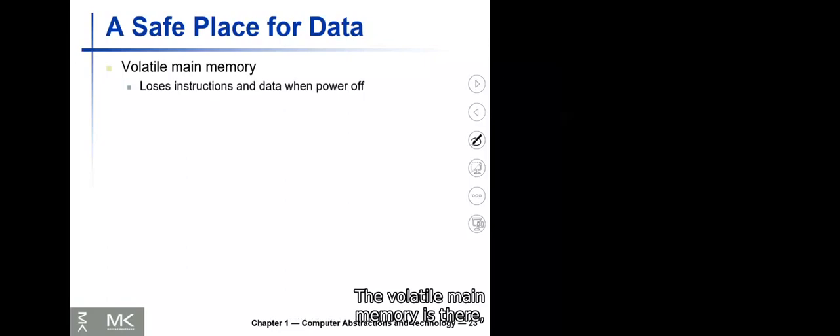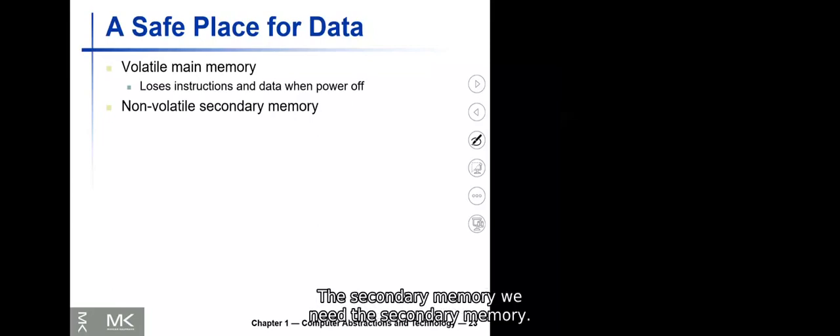The volatile main memory is there, and we need it because the processor needs something to work with, but it loses data. We need a secondary memory, not the main memory. The main memory is the primary memory; we need the secondary memory.